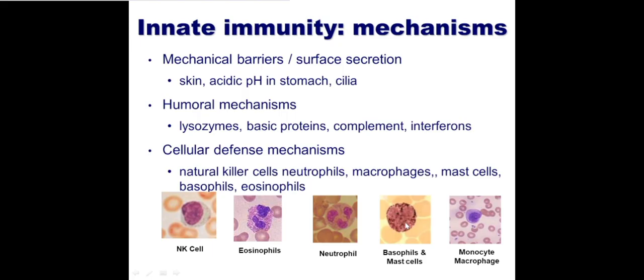What are the different types of barriers present in innate immunity? First, mechanical barrier: skin, acidic pH, cilia. In humoral mechanism: lysozyme, basic protein, complement, interferon. And in cellular defense mechanism: natural killer cells, macrophages, mast cells, basophils.